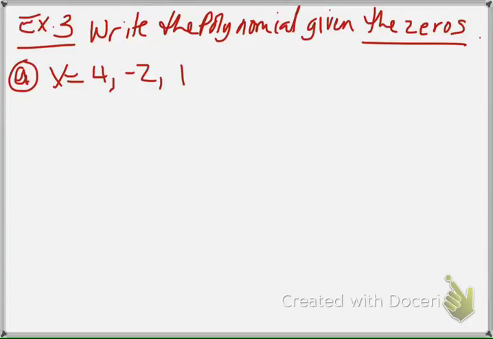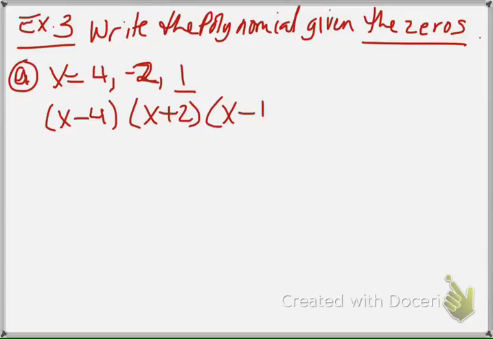So in order to get a positive 4, what did the parentheses have to look like? X minus 4. In order for it to be a negative 2, my parentheses should be x plus 2. And in order for it to be a plus 1, it had to be x minus 1. But here, they want you to come up with a polynomial. So guess what you have to do? Multiply. Do the whole FOIL thing, multiply.